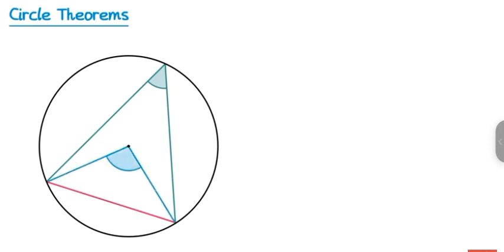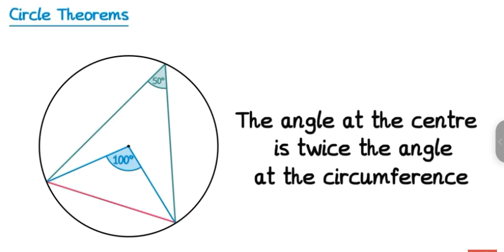If the green angle at the circumference of the circle was 50 degrees, then the blue one would be twice this, 100 degrees. So for this theorem, we say the angle at the center is twice the angle at the circumference. You could also say it in reverse, the angle at the circumference is half of the angle at the center. Once again, this theorem still applies if we remove the chord, so sometimes you see it drawn like this.